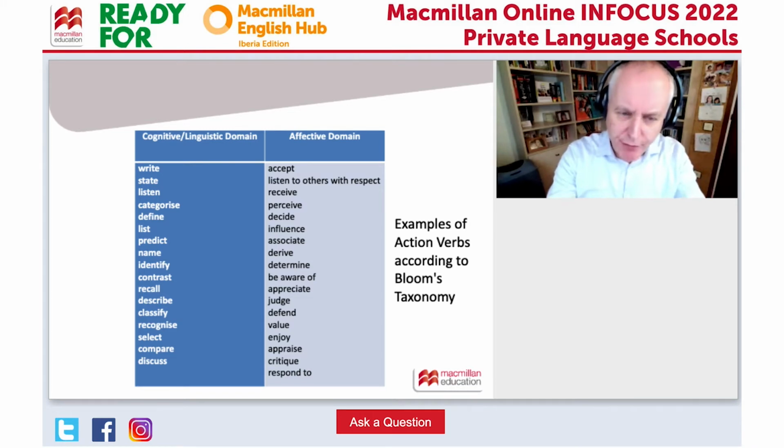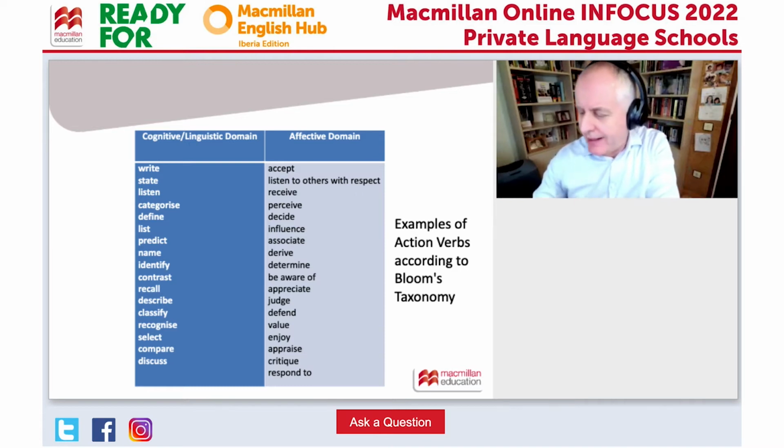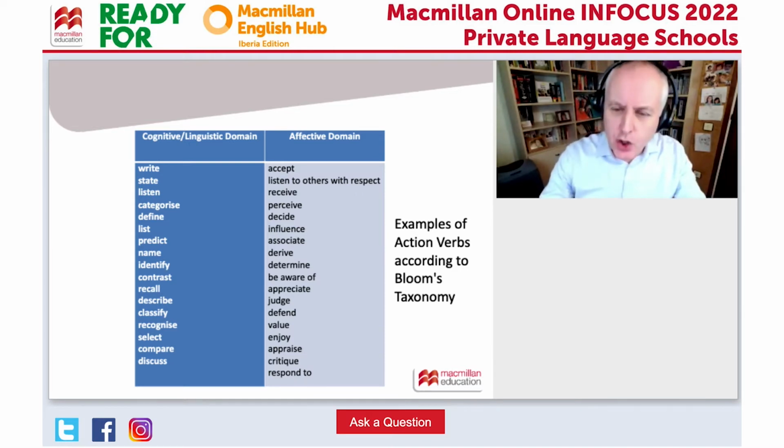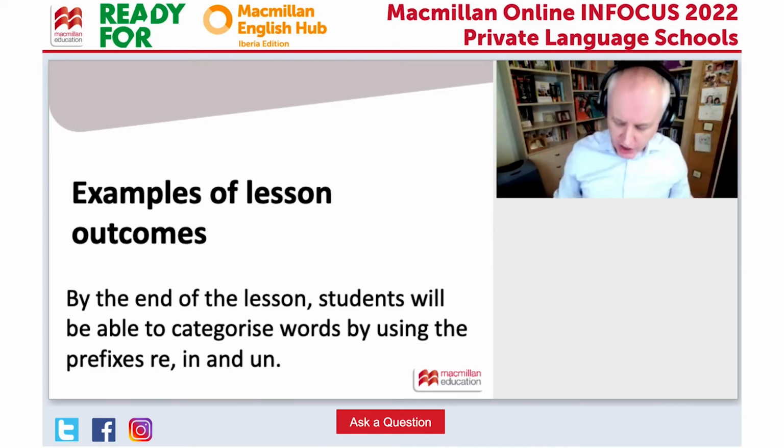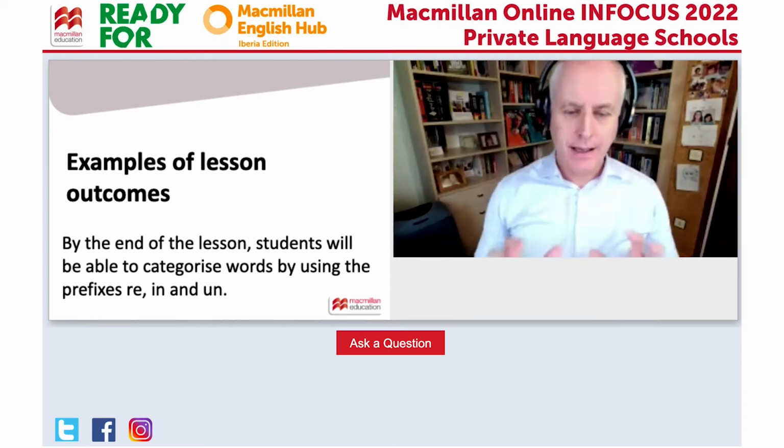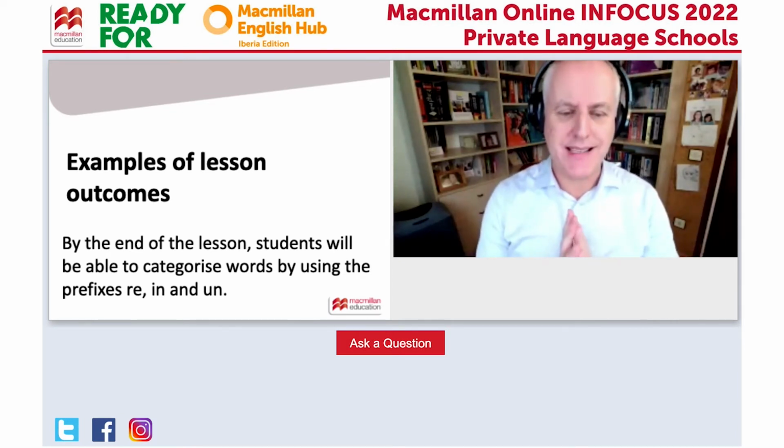And to help us do that, to focus on the cognitive, the linguistic and the affective, we can use verbs from Bloom's taxonomy. In the cognitive linguistic domain, we can use verbs like categorize, identify, contrast, describe, compare. In the affective domain, we can use verbs like appreciate, defend, appraise, critique. This will help us to use these action verbs. Now, we'll look at some concrete examples of lesson outcomes.